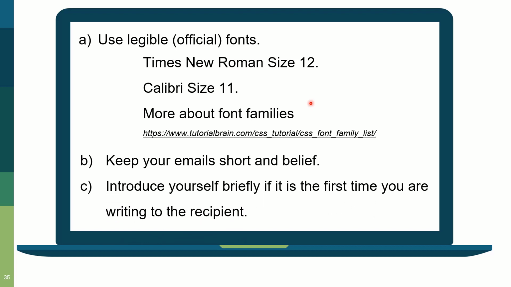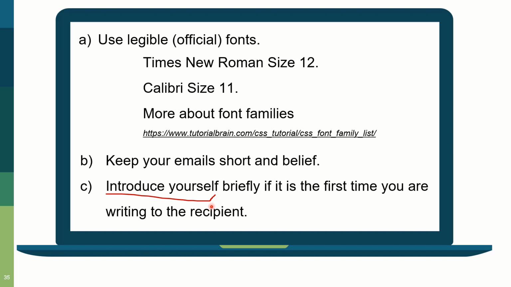The third thing that you need to consider is to introduce yourself briefly if it's the first time you are writing to the recipient. Maybe the recipient doesn't know you, so it's always advisable to introduce yourself. Let the recipient know who you are, and maybe why you are writing to them, but let that be brief. Don't start giving stories about yourself, your achievements in life, your life goals, your mission, what you are doing now, and so on.